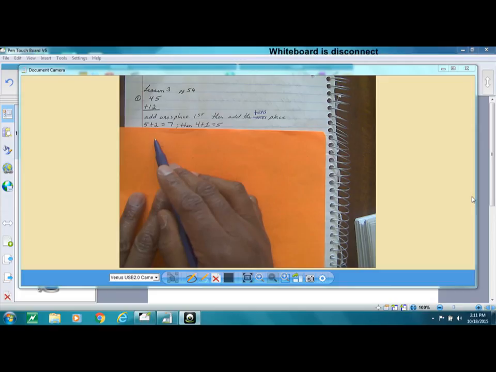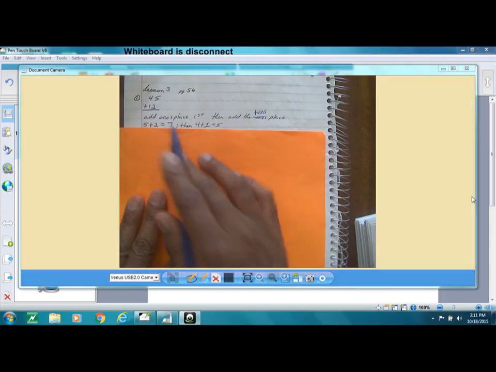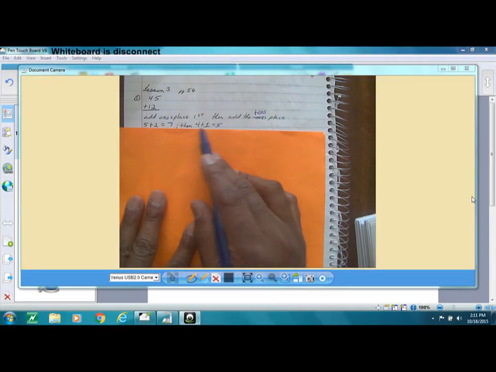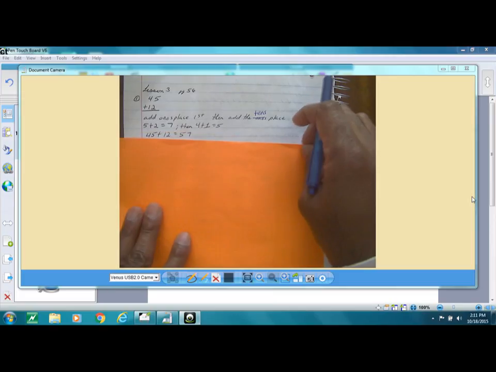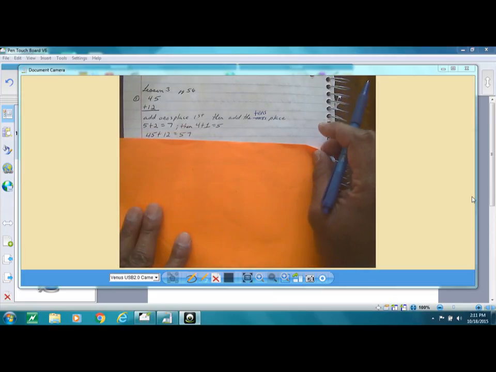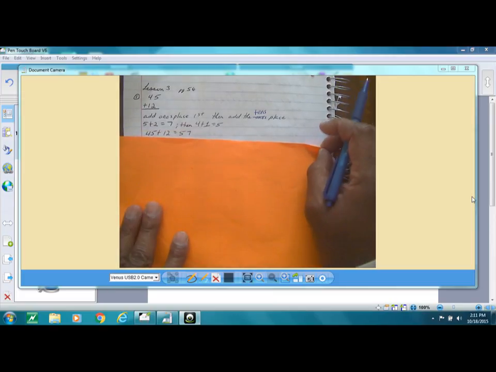In the ones place, 5 plus 2 is 7. We write the 7 in the ones underneath the ones place. Then we add the tens place, which is 4 plus 1, that's 5. That tells us that 45 plus 12 equals 57.